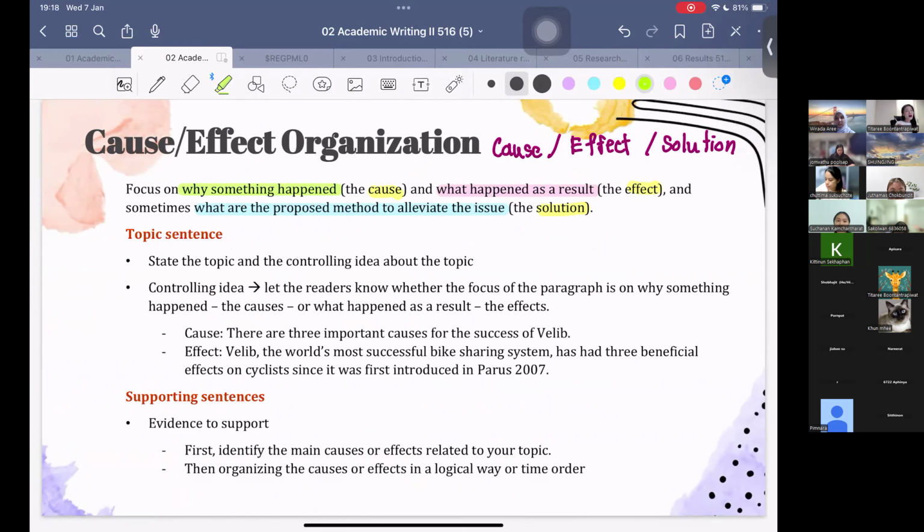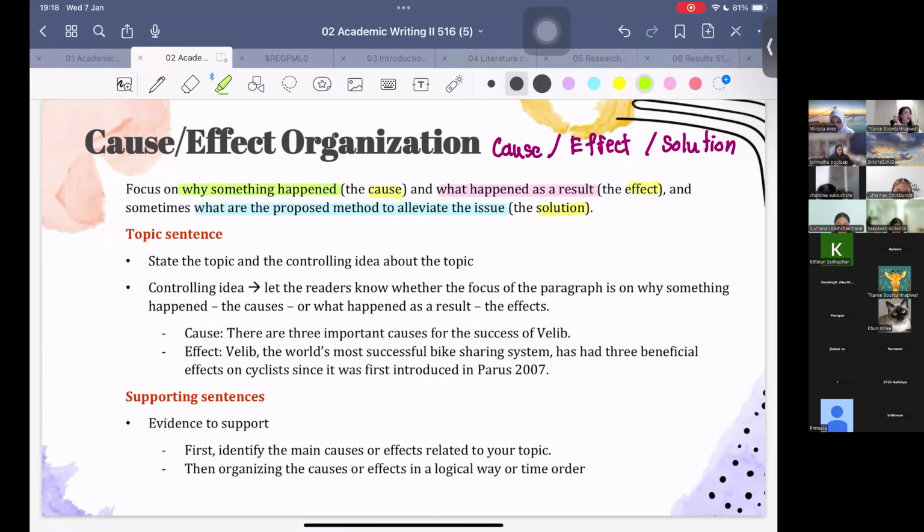The next style of organization would be the cause-effect solution essay. A cause-effect solution essay is when you talk about the causes, the effects, and the solutions of a certain issue. First thing to be cautious about is to make sure you understand what is cause and what is effect. The cause and the effect are not the same thing. The cause is why something happened. That is the cause.